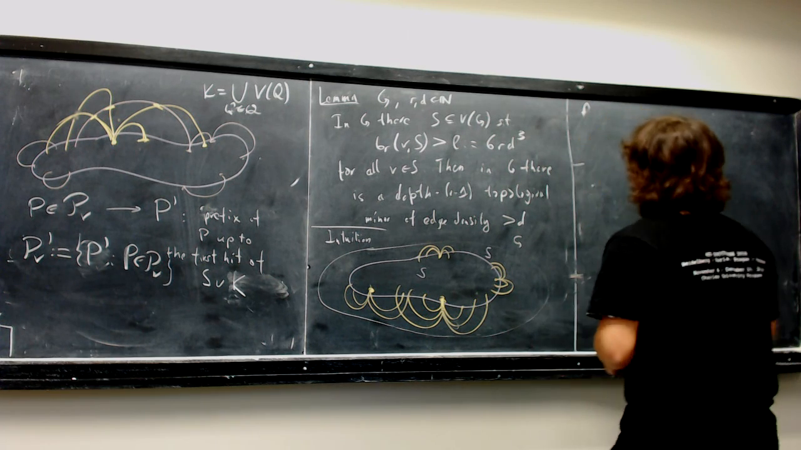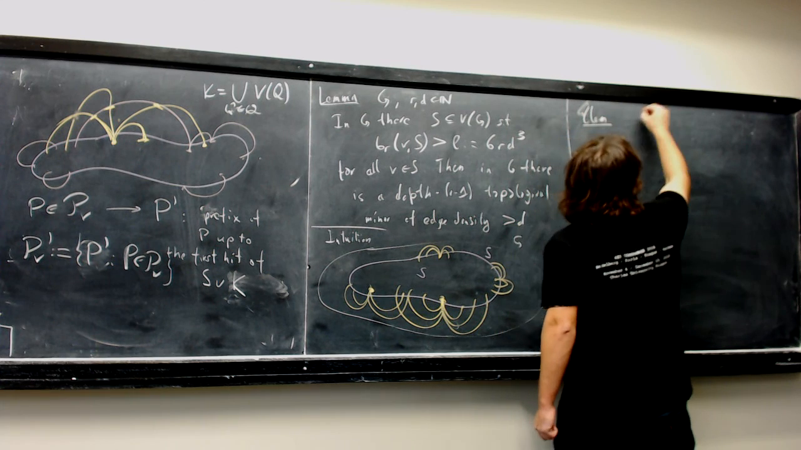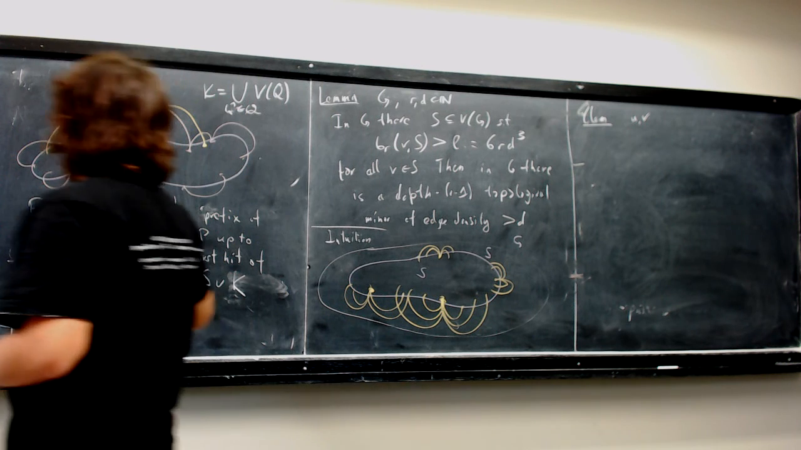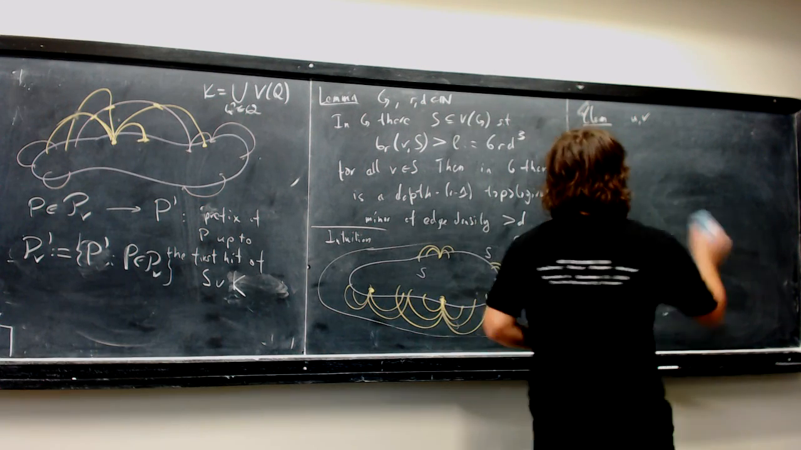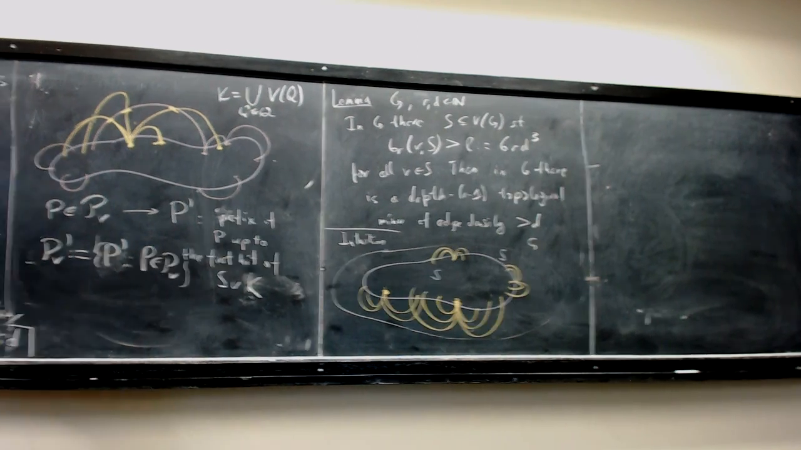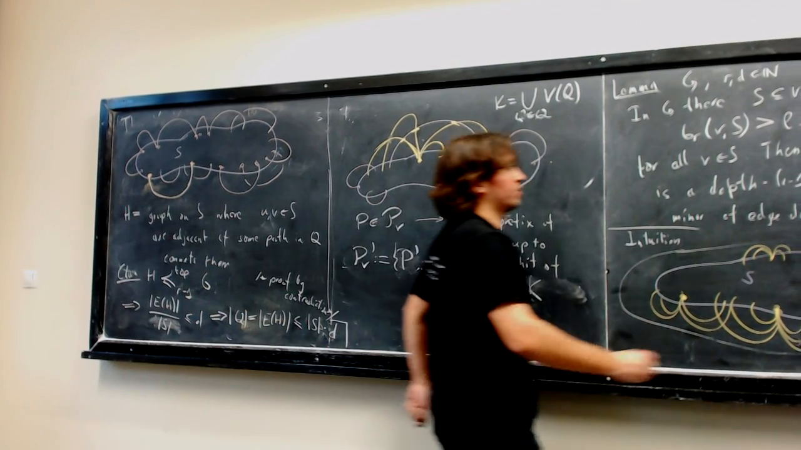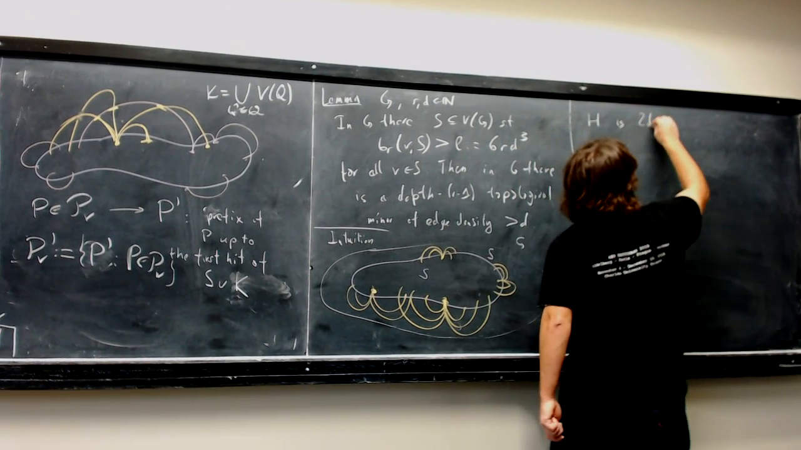Now comes the crucial thing. Say that I've got U and V. Okay, this will not be yet the crucial claim. I need to do one more step. One more step is the following. I've got here this graph H. Graph H is 2D degenerate.